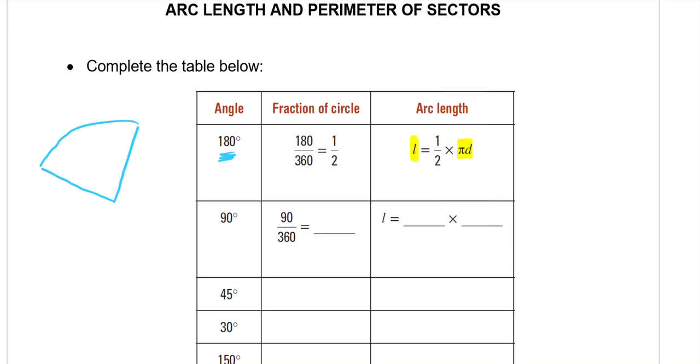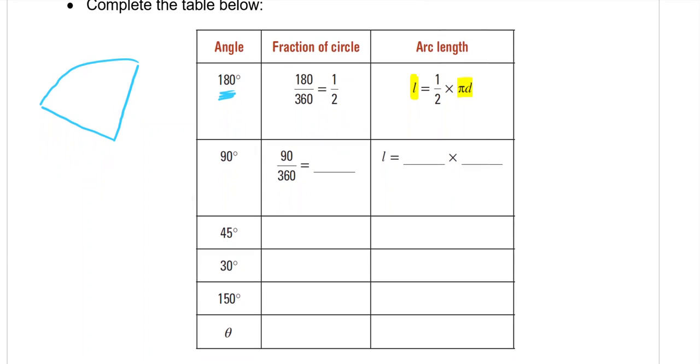Pi times d is the circumference of a whole circle, and we have half of it, so we put the half in front. If we had a 90 degree angle, we would put the 90 over 360. Now that simplifies to a fraction of a quarter. Which means if I wanted to find the arc length, I would times a quarter by the pi d. If I had a 45 degree angle, I would do 45 over 360. That simplifies to 1 over 8. So then my arc length would be 1/8 times by pi d.